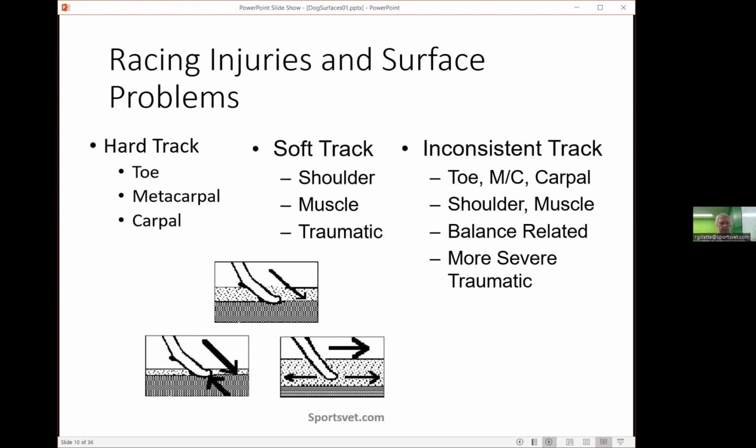Certainly a hard track, the impact is going to have a toe, metacarpal, carpal issues. A soft track, a lot of times you'll see shoulder, muscle, or traumatic injuries. But the one we saw more often than not was an inconsistent track, which had an accumulation of any one of those types of injuries.